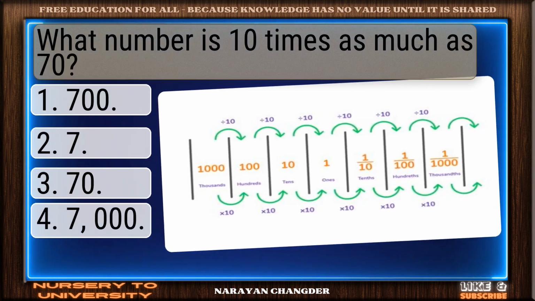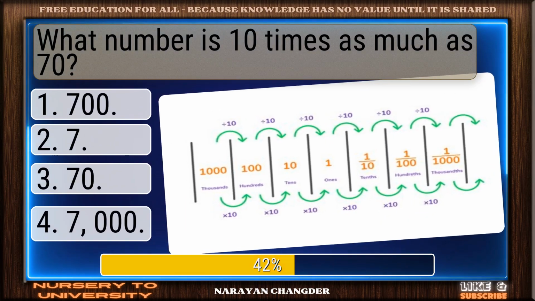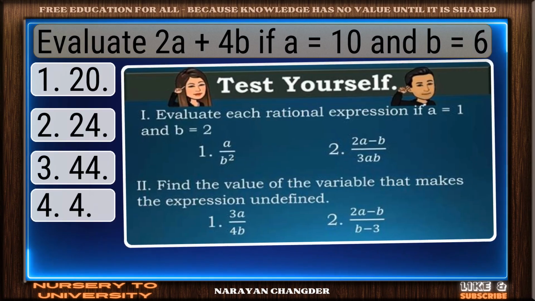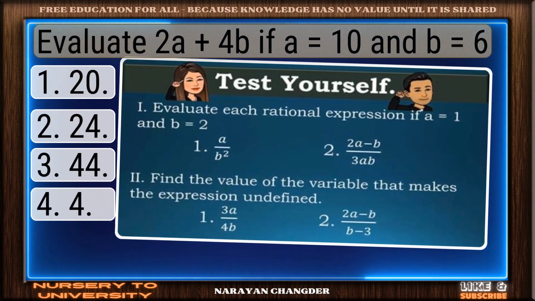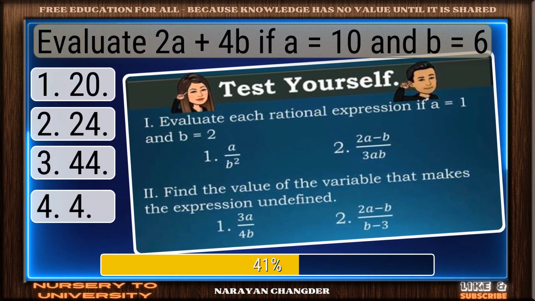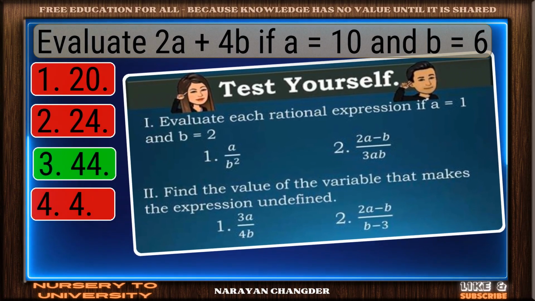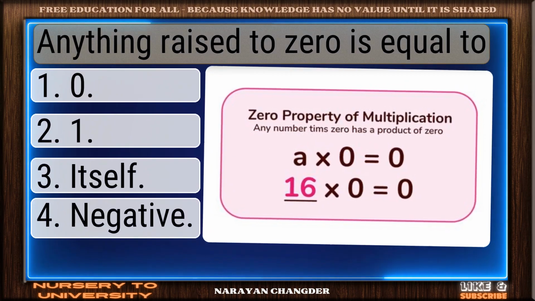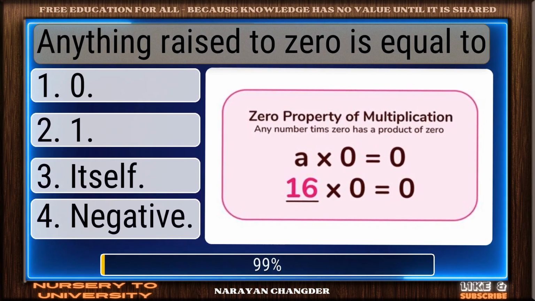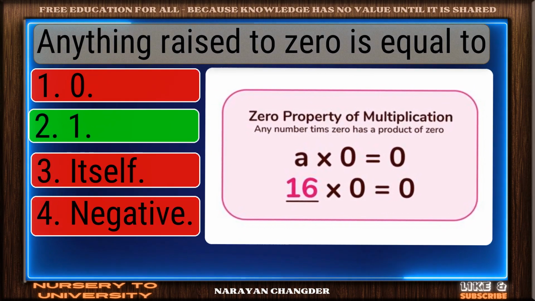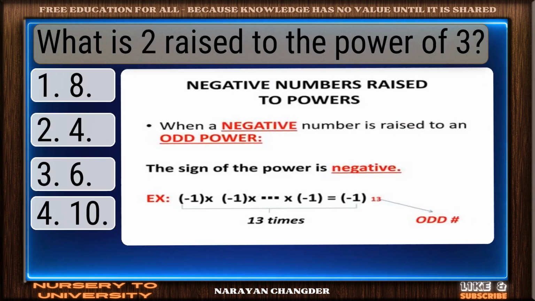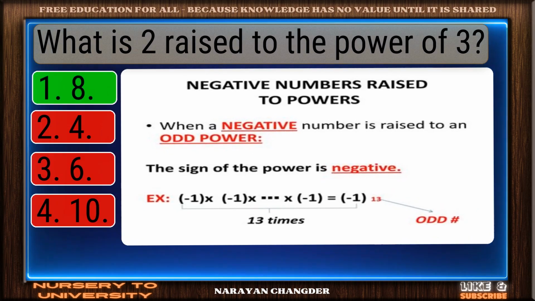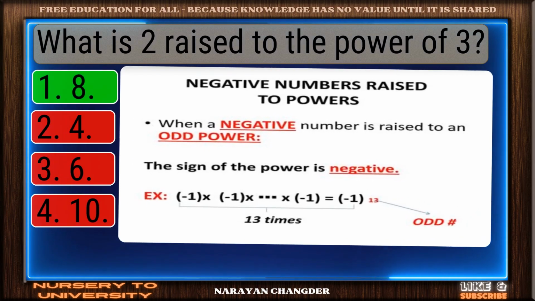What number is 10 times as much as 70? Good thinking. 700 is the right answer. Evaluate 2a plus 4b if a is equal to 10 and b is equal to 6. Great job. 44 is the accurate answer. Anything raised to 0 is equal to... You're right. 1 is the correct answer. What is 2 raised to the power of 3? Well reasoned. 8 is the correct choice.